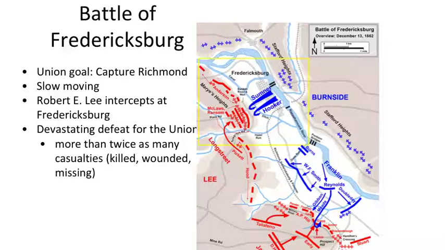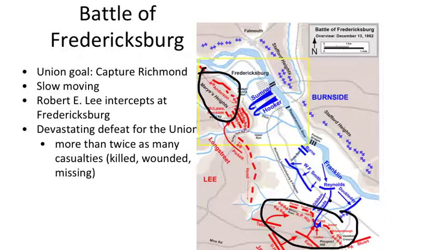And so you can see here in this map, Marye's Heights here, and each of these positions are high points. And so for the Union to break through those lines, they're going to have to go up across these fields and go uphill, and it's going to be very difficult. And this is just a completely devastating defeat for the Union. They have more than twice as many casualties killed, wounded, and missing. That's what casualties means: killed, wounded, and missing. There are over 12,000 killed, wounded, and missing for the Union, and less than 6,000 for the Confederates.